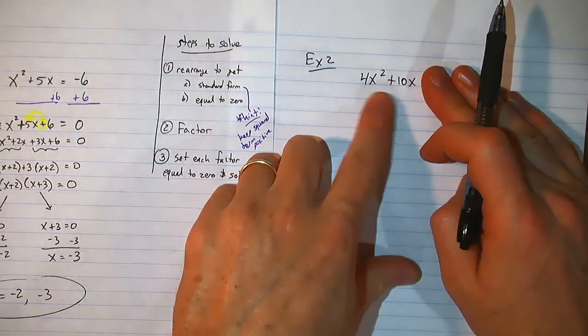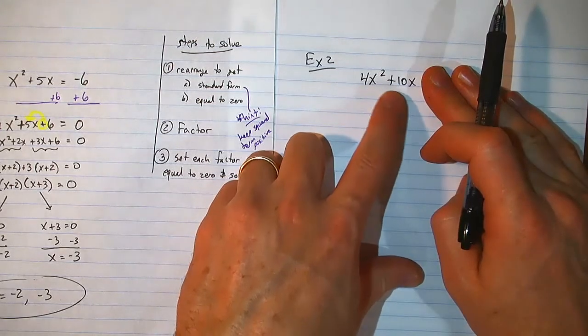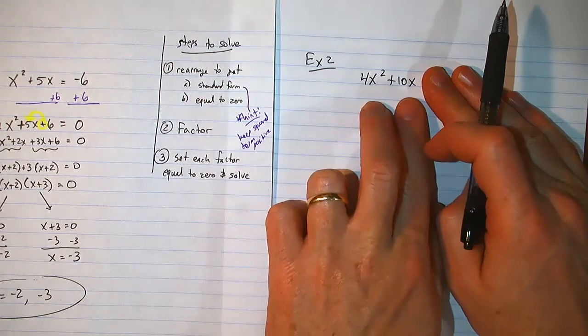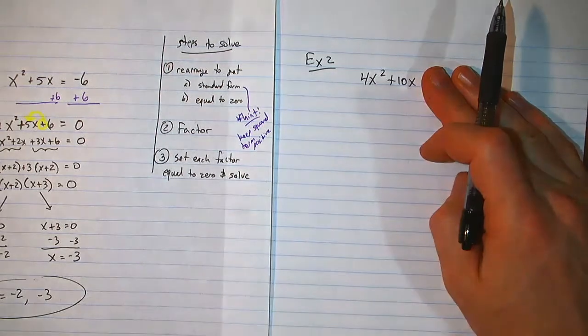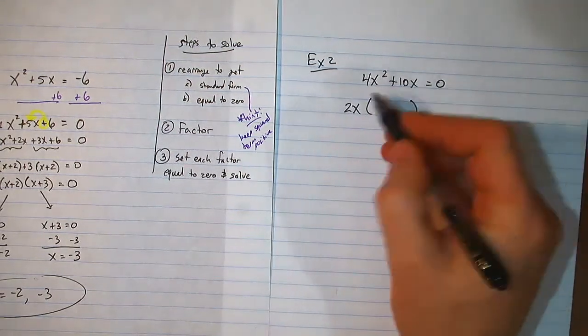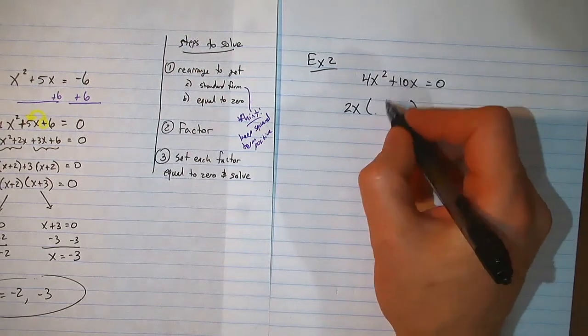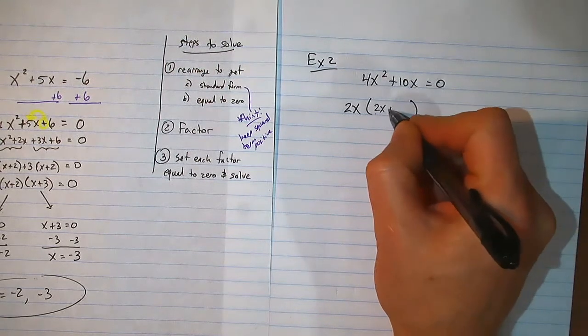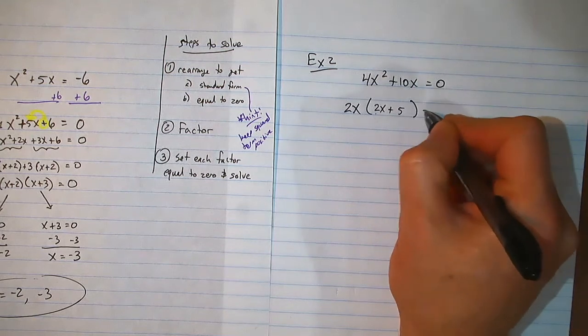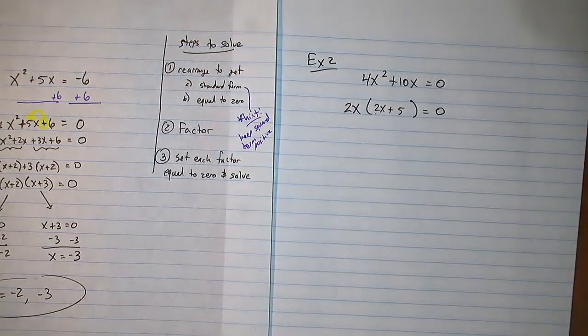And indeed, in this case, I look to see both of my numbers are even. That means I can divide them both by 2. And both terms have an x, so I can factor out a 2x from this. So if I factor out a 2x, then 2x times what equals 4x squared? Well, that would be 2x times 2x. And 2x times what equals 10x? Well, that would be 2x times 5. And so there's my factorization.